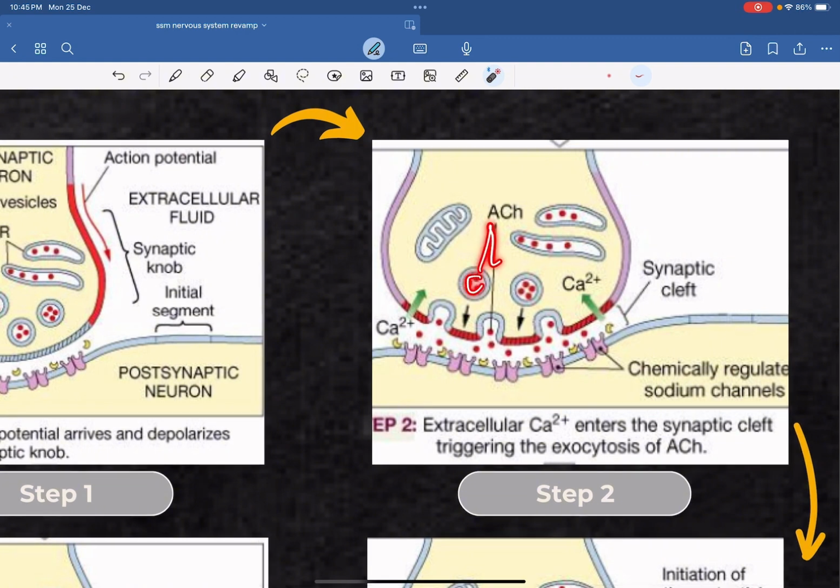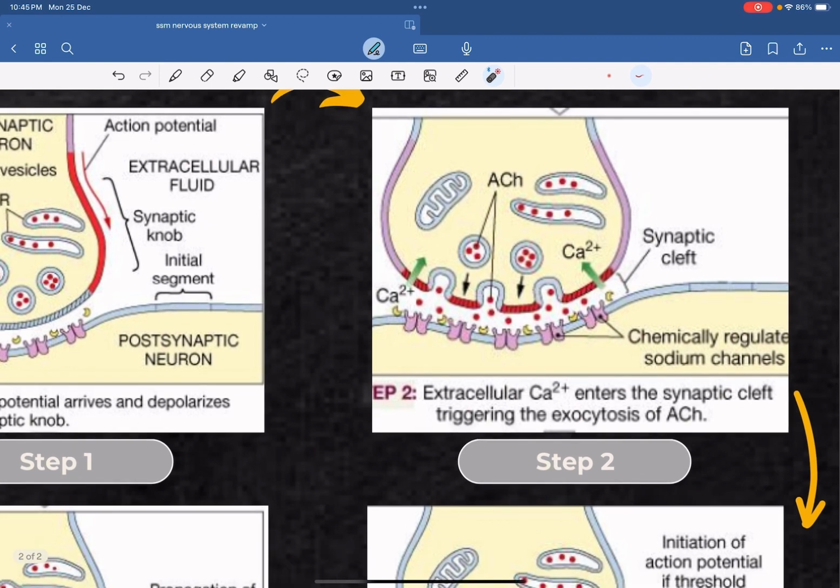This is the neurotransmitter here, or acetylcholine, and it is enveloped by the vesicle. The vesicle will move to the terminal of the presynaptic membrane, and then the neurotransmitter will be released. This process is called exocytosis. The vesicle will fuse with the presynaptic membrane and release the acetylcholine here.